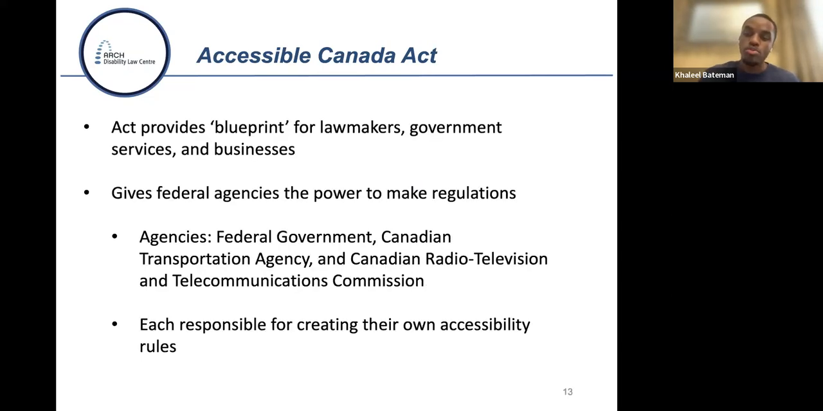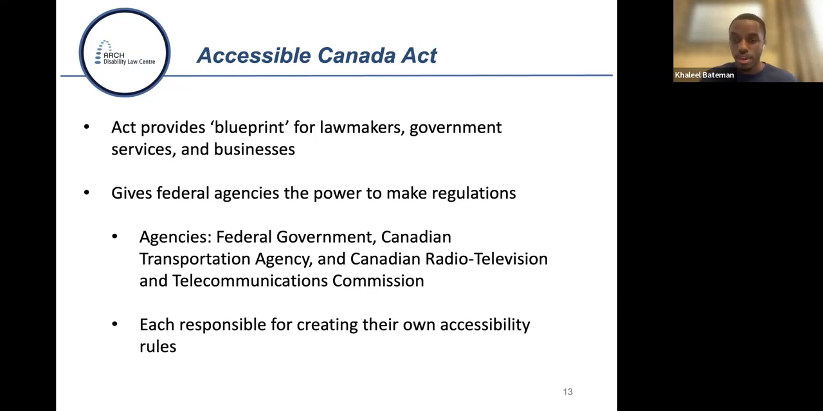So we know who the act applies to and where it applies, but what does the act actually do? Well, the act is essentially a blueprint for lawmakers, government services, and businesses. It provides the guidelines in which these federal entities are to follow in implementing and creating regulations to accommodate more effectively. It also gives federal entities the power to make regulations.